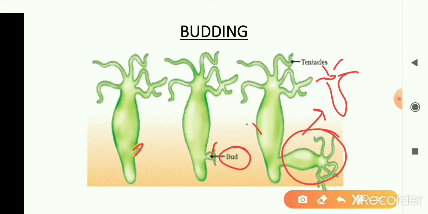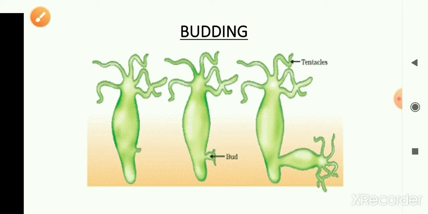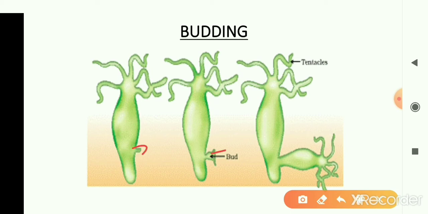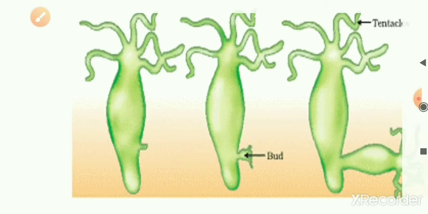But what is more important here is that the bud is formed on the surface, the bud develops, and then it forms a complete individual. So hydra multiplies by this method. Let's see how hydra multiplies. First, let's see how this happens.